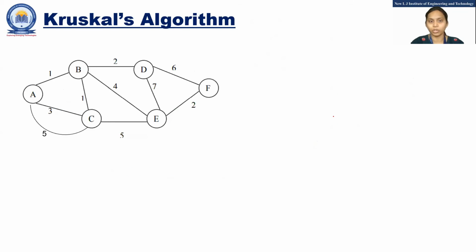Let me take one more example here. You can see in this graph, can you find any loop? Is there any loop? No. If some loop is there, then some weight would be assigned and it would be there. But here, no loop, so you don't have to remove any loop. But here you can see a parallel line.